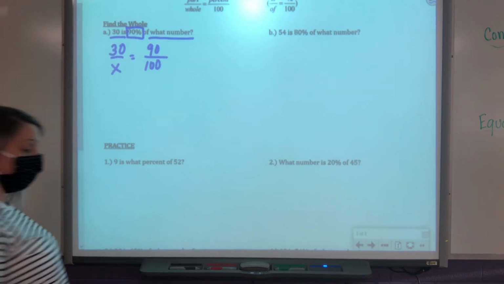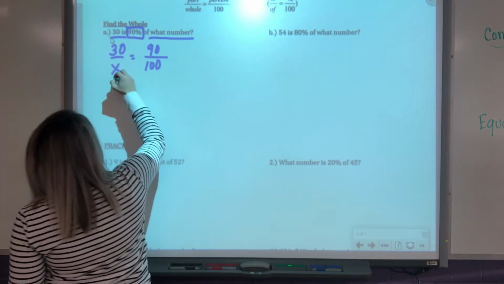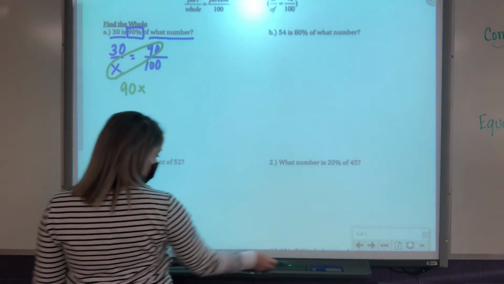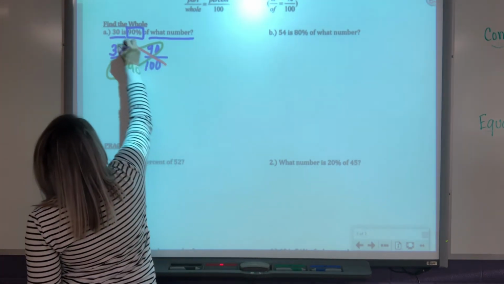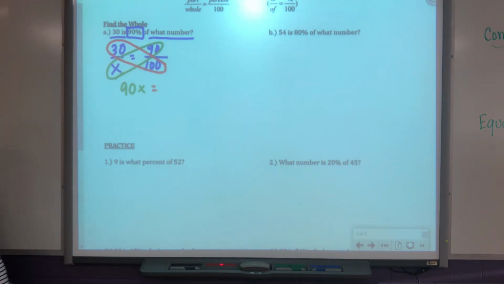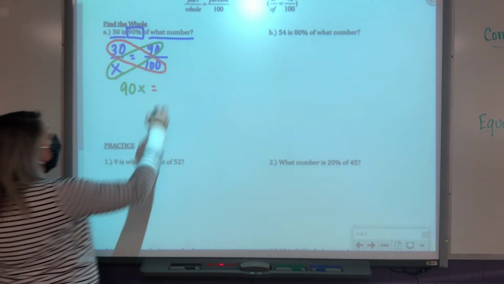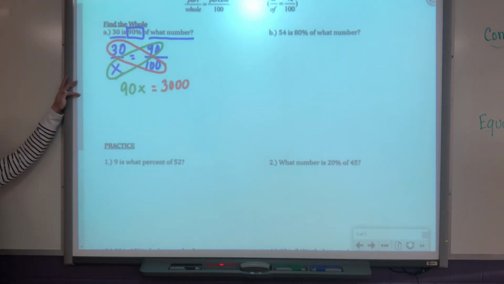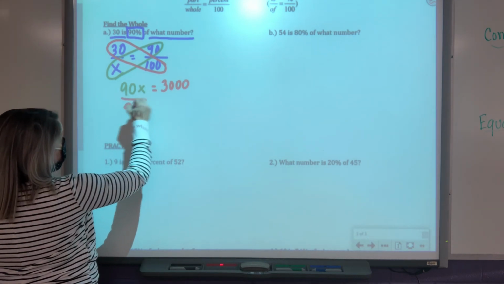So let's use cross products. 90 times x. 30 times 100. 300? 3,000. This is a one-step equation. Do you know how to solve a one-step equation? 90 is being multiplied by x. So the inverse of multiplying by 90 is dividing by 90. And yeah, you're going to get a decimal, yes?